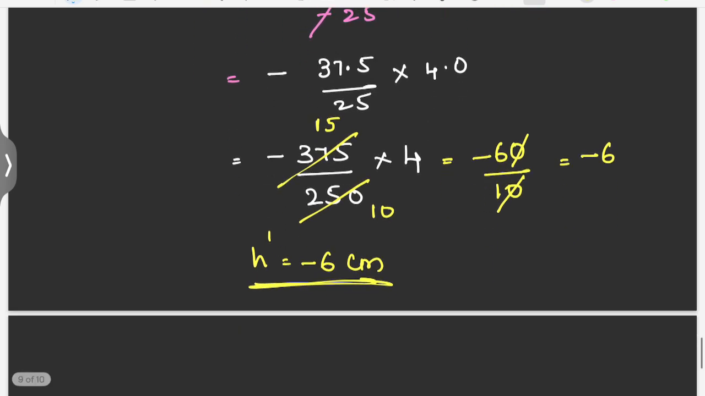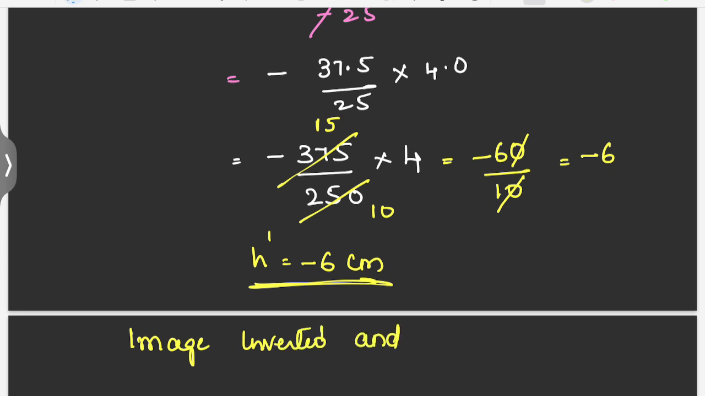So now what is the nature of the image which is formed? If there is a negative sign here, the h dash value we are getting is negative. So the negative sign means the image is inverted here. So we can write here: the image formed is inverted.